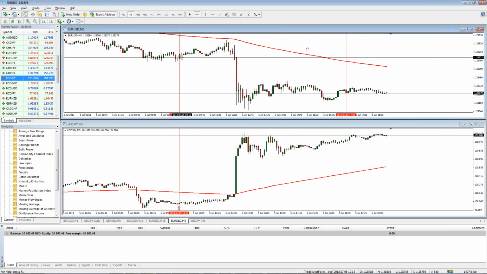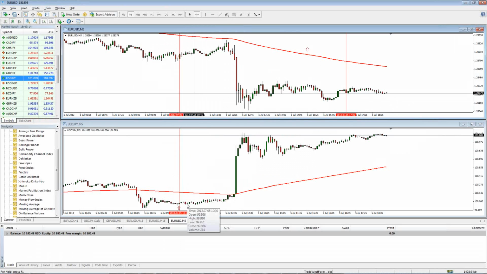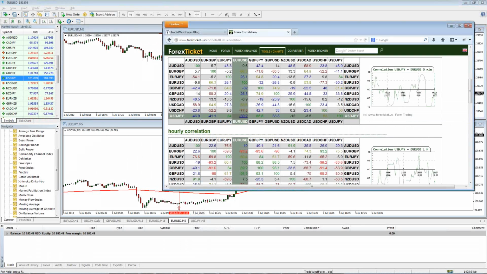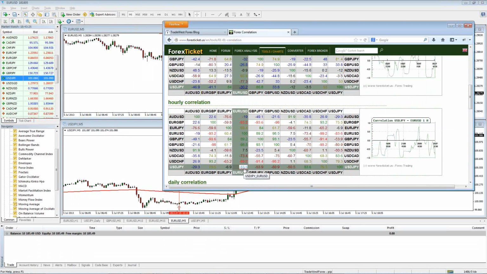So maybe this is one of those times when your strategy said buy euro and buy the US yen, but you're normally thinking, well, that hourly is saying that they are negatively correlated, so I should stay away from it, right? Based on what we're showing here today, you'd normally stay away.